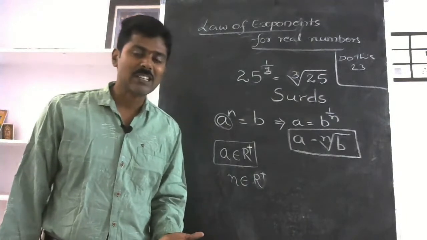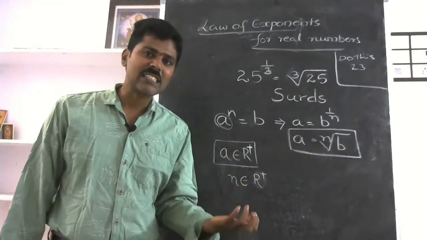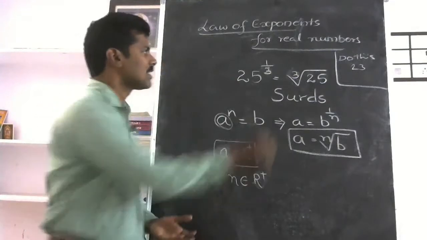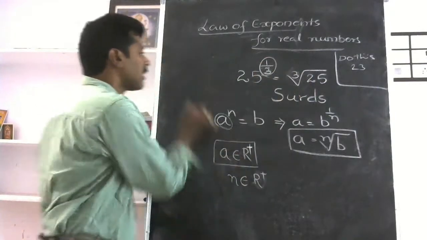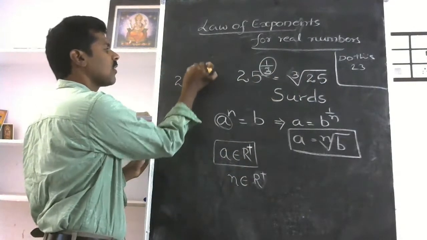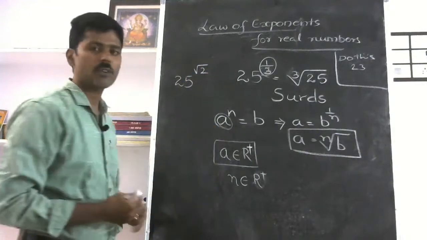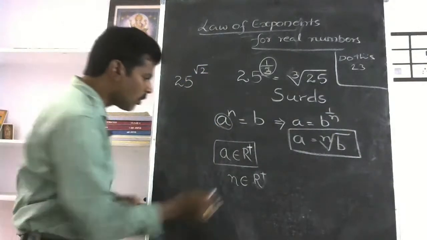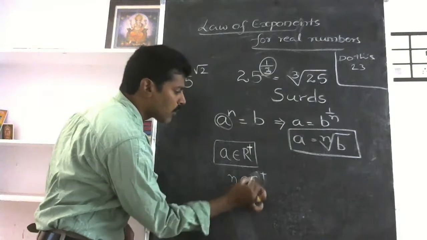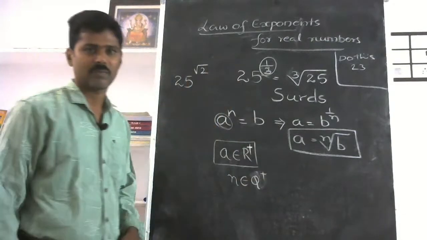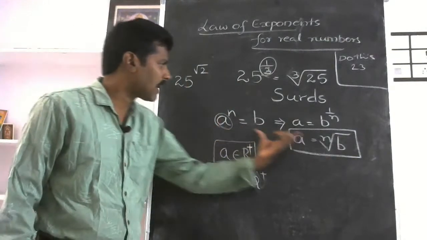Then what happens is, if n is irrational, I cannot. This is rational, I can. But if n is irrational, I cannot. 25 whole power root 2, I cannot. So n should be a positive rational. This is the thing where we can apply here.